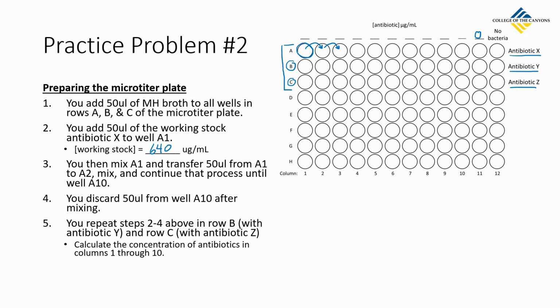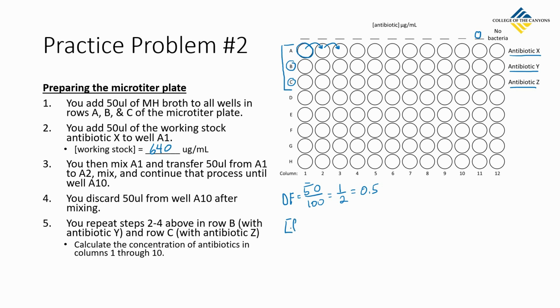So we started off with 50 microliters of Mueller-Hinton broth in all of the wells. Then we added 50 microliters of the antibiotic to well A1. So that's 50 microliters into 50 microliters of Mueller-Hinton, so that's a total of 100. So again, the dilution factor here is 1/2 or 0.5, meaning that we're going to cut the concentration of the antibiotics in half at each of these steps. So in well A1, the starting concentration is going to be half of what it is in the working stock concentration.